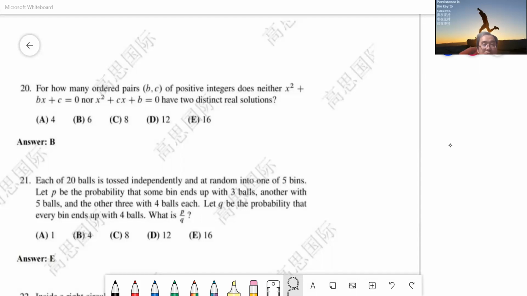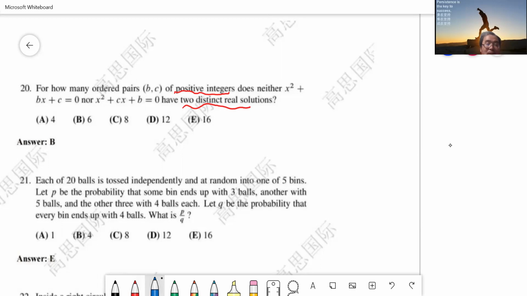Question number 20. For how many ordered pairs (b, c) of positive integers does neither x squared plus bx plus c equal to 0, nor x squared plus cx plus b equal to 0 have two distinct real solutions, right? So the keywords you need: positive integers for b and c, and these two quadratic equations. Neither of them has two distinct real solutions, right?